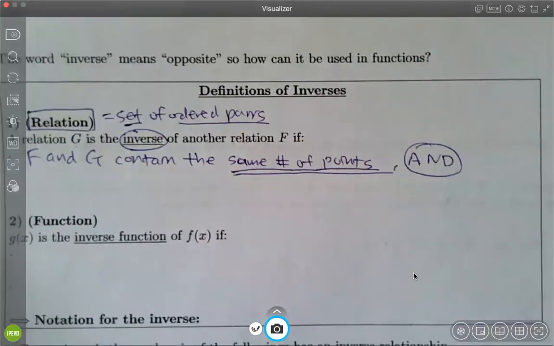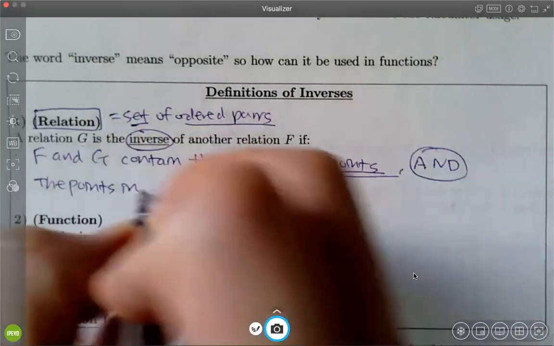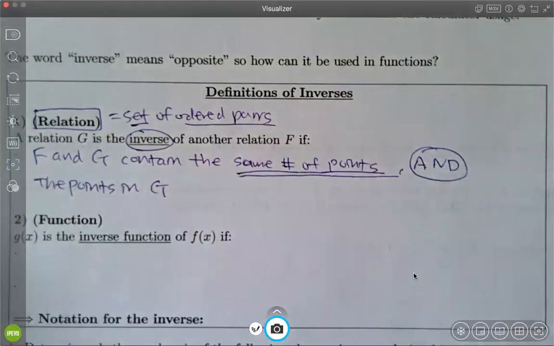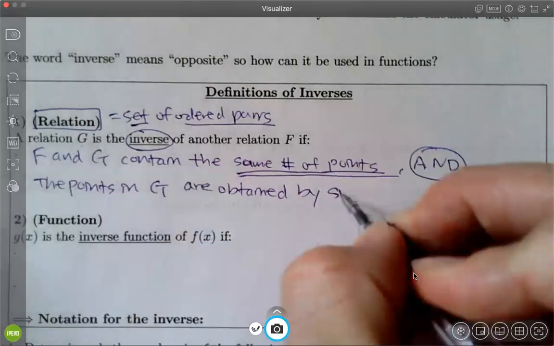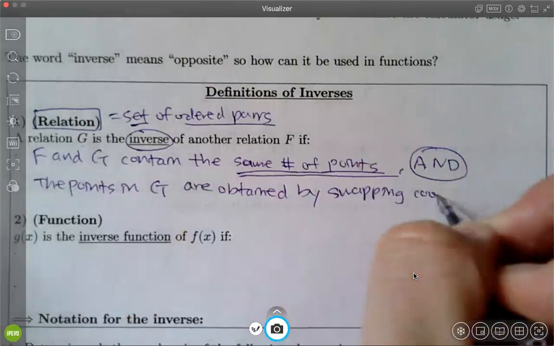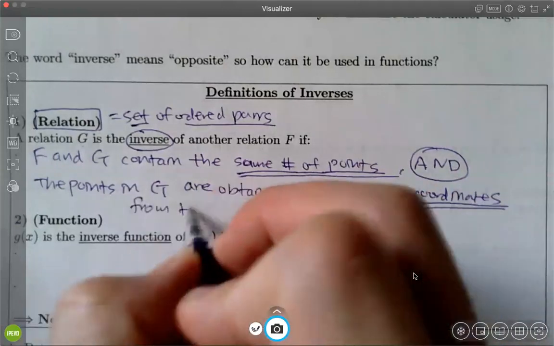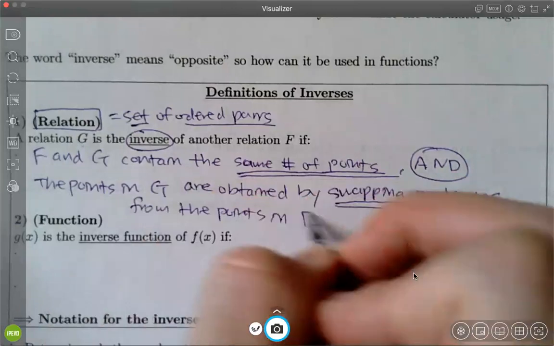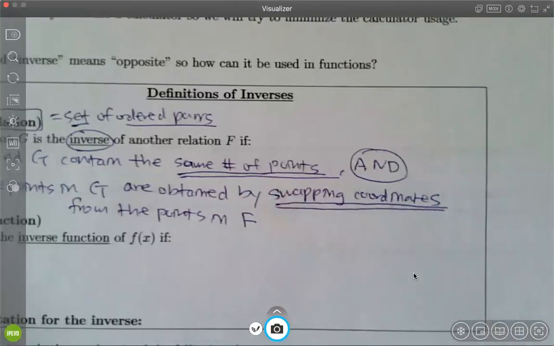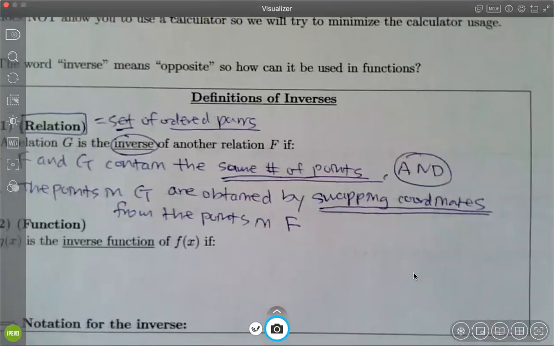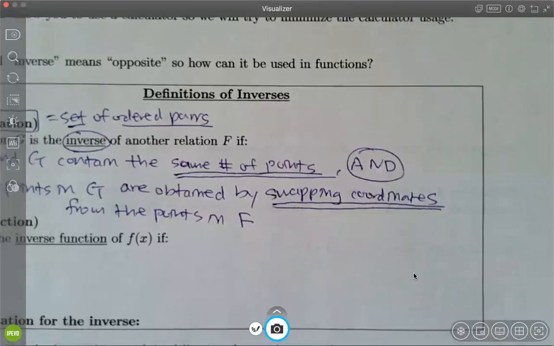And condition number two, the points in one of the relations, say G, are obtained by swapping coordinates from the points in F. Okay, so the points in G are obtained by changing coordinates, so changing x and y coordinates from the points in F.